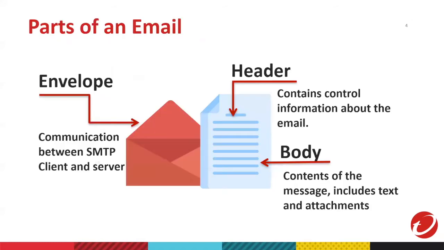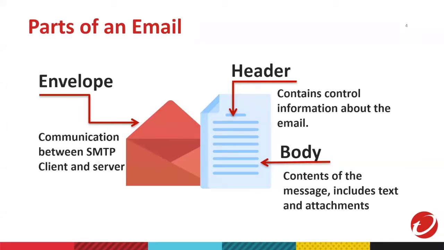So first of all, the parts of an email. There are three parts to an email. First is the header, which contains the information about the email, such as the from, to, and subject fields. Then the body, which contains the content of the message. And this may include text, images, and the attachments that you may use on that email. And finally, we have the envelope, which I think most of you are not aware of.